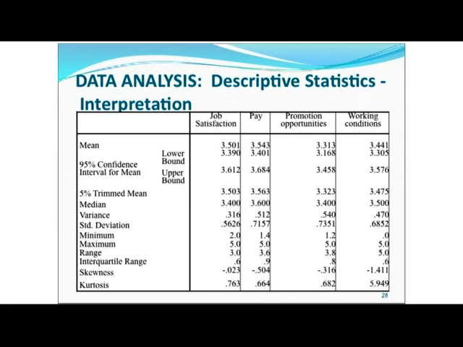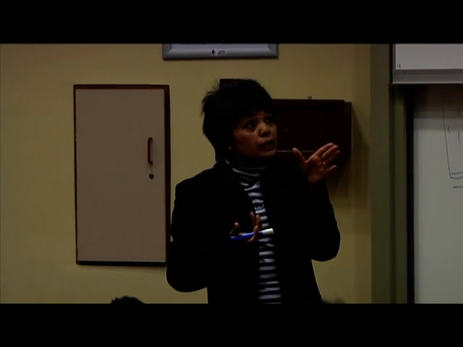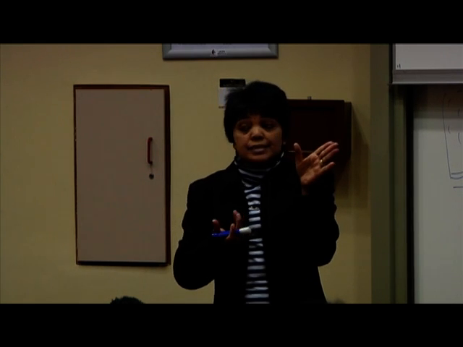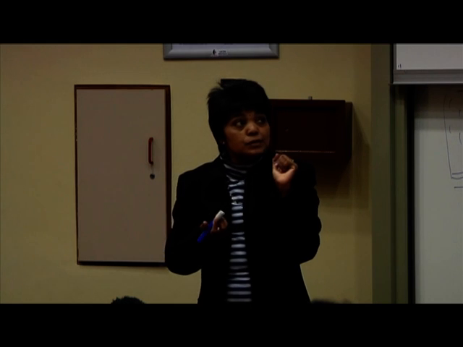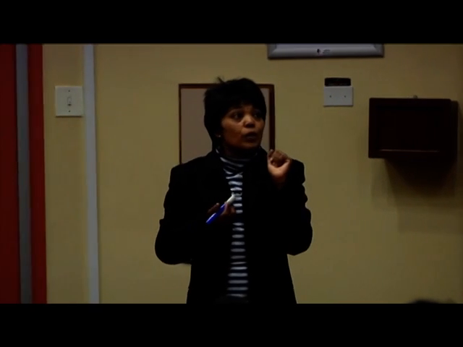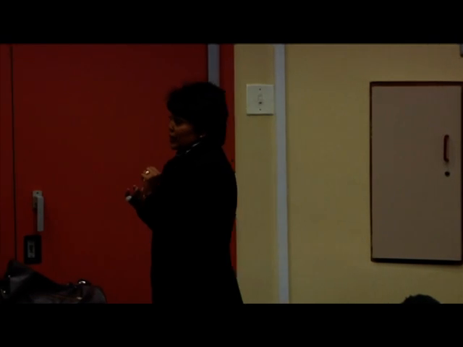If we look at the influencing variables, what are people most so-called satisfied with? Pay, then working conditions, going in descending order of the mean, and then promotion opportunities. Because pay is 3.5, working conditions 3.4, promotion opportunities 3.3.